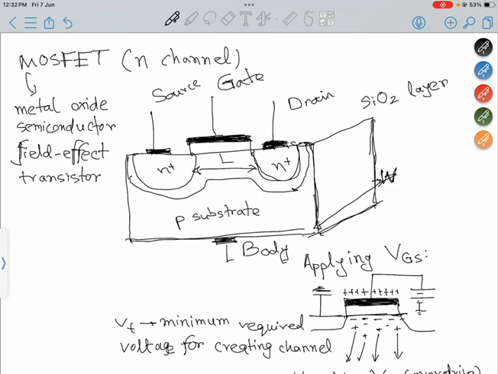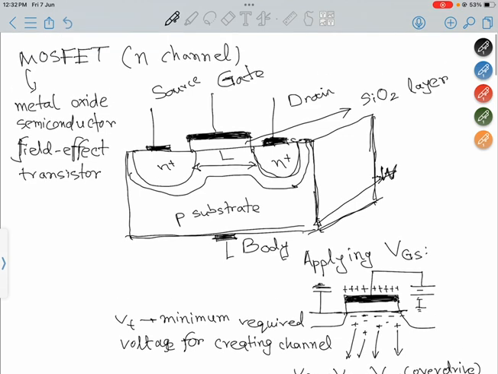So there are basically 4 terminals in a MOSFET device. The first terminal is source, which is doped N plus for N channel MOSFET, and the second is drain, which is again doped similarly as the source. There is a substrate of P type, and connected to it is the body terminal, and there is a gate terminal which is isolated from the substrate by a thick layer of silicon dioxide, which is called the gate oxide. The length of the channel is L and the width of the device is W.